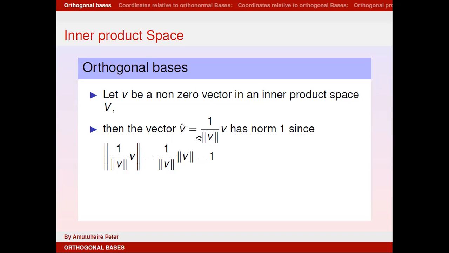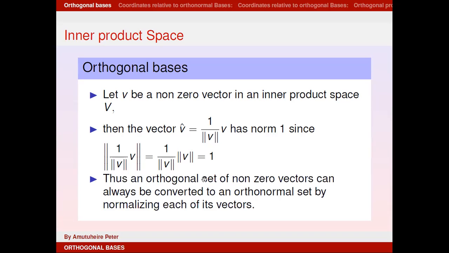Since taking the norm of V hat is the same as taking the norm of this, and when we take the norm of this, if it is raining in the whole village, then it is raining on individual houses. So here we divide this by that and we get 1. So that means we can make any vector orthonormal by dividing it by its norm.